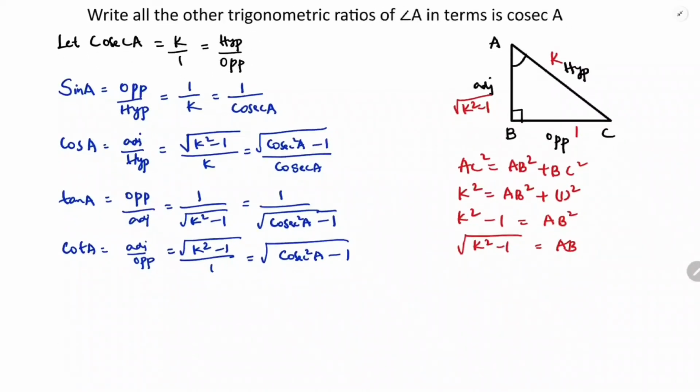Next one, sec A. Sec theta ratio is hypotenuse by adjacent. Hypotenuse is k, adjacent is under root k square minus 1. So cosec A by under root cosec square A minus 1. So in this way, by using the Pythagoras theorem, we can write all the ratios in whichever ratio you need. So in this question they asked to write in terms of cosec, so I consider cosec A as k, and then I got all the ratios, sin, cos, tan, cot, sec in terms of cosec.